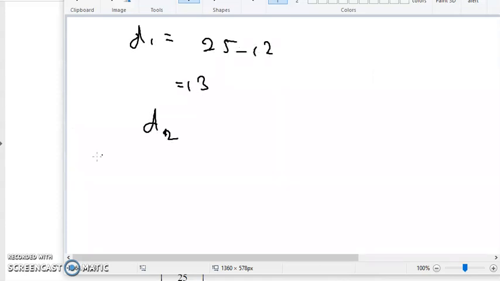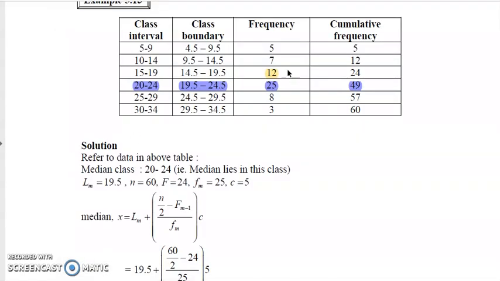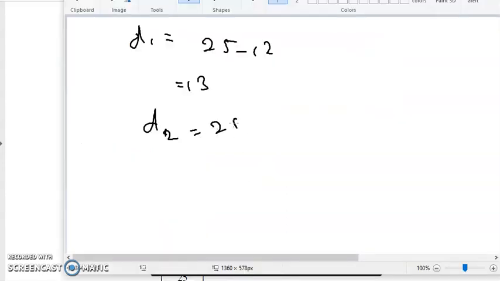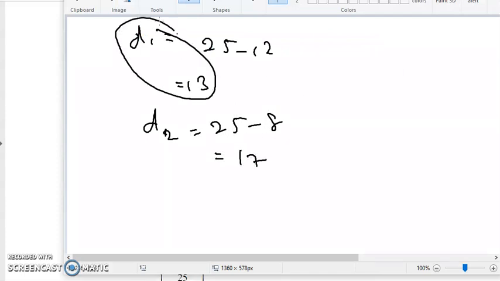As for D2, your D2 will be again 25 here minus your 8, which is the next class. So 25 minus 8 will be equal to 17. So your D1 is 13, your D2 is 17, and then your C is equal to 5.